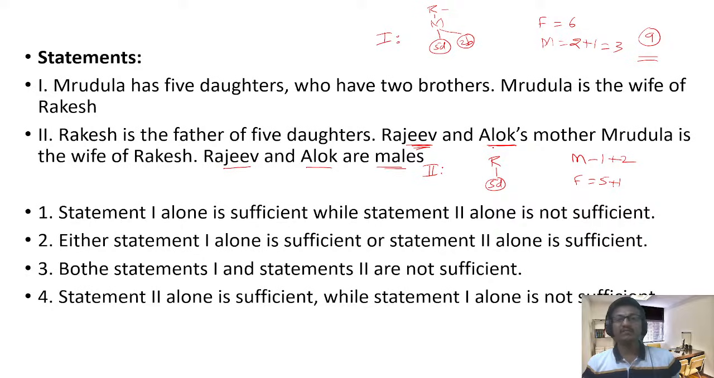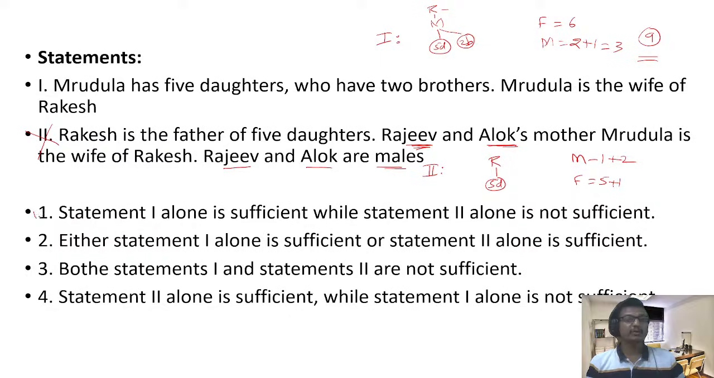Okay, so it is not given that Rajiv and Alok are the only male children of Mrudula. Then this also helps us in identifying the count. There may be another person, Suresh, also a child of Mrudula. The possibility is there. So that means you are unable to arrive at the solution without any doubt in this case. So statement 2 is not sufficient in this case.